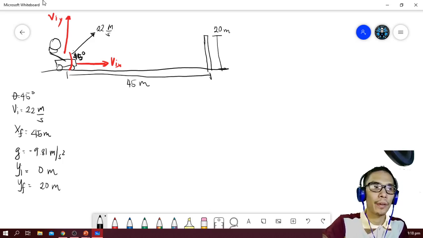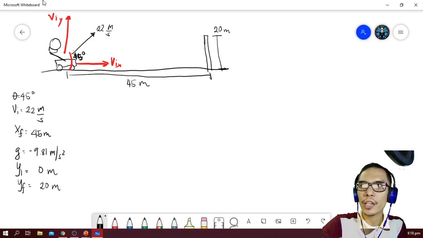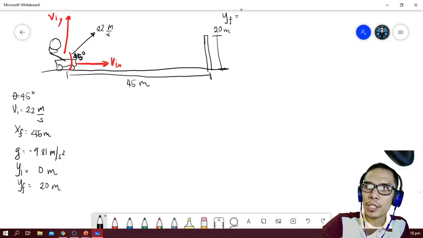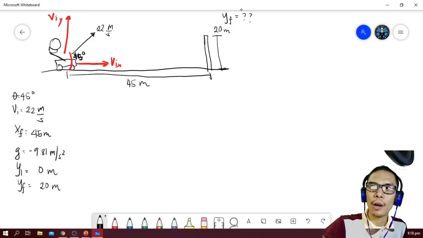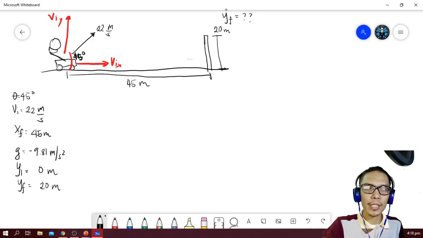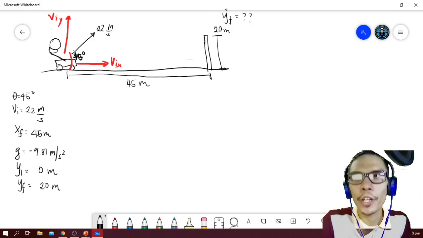Now, the question here is, will it make it here? So that is the question. In short, we are looking for the y sub f on this area. Sorry, not the 20, but what is the final height? What is the final height that the object will reach on this part? Will it reach the castle wall or not?